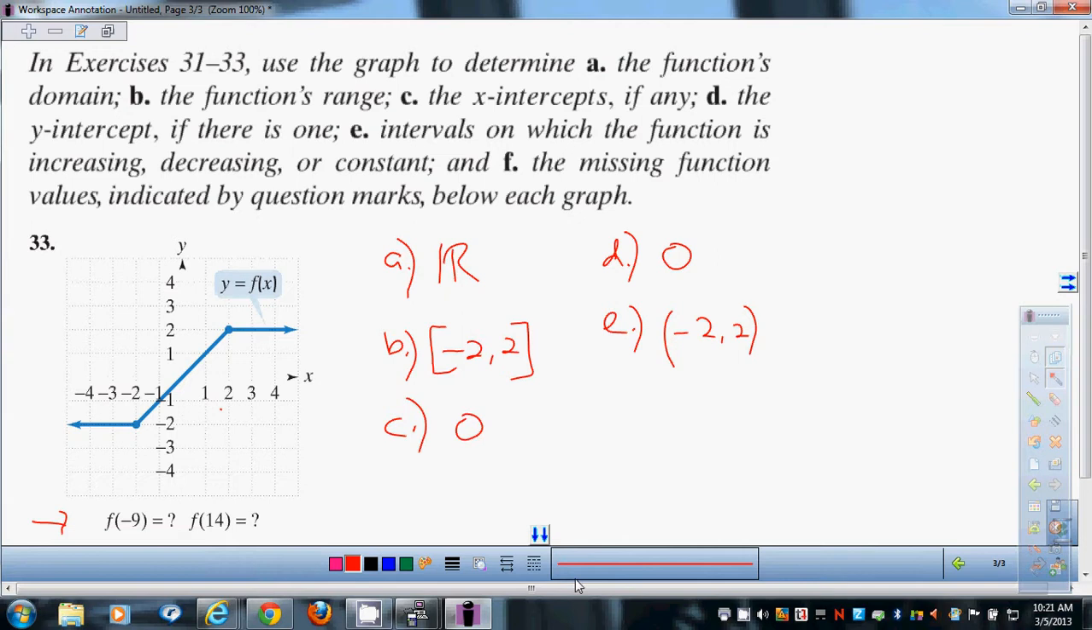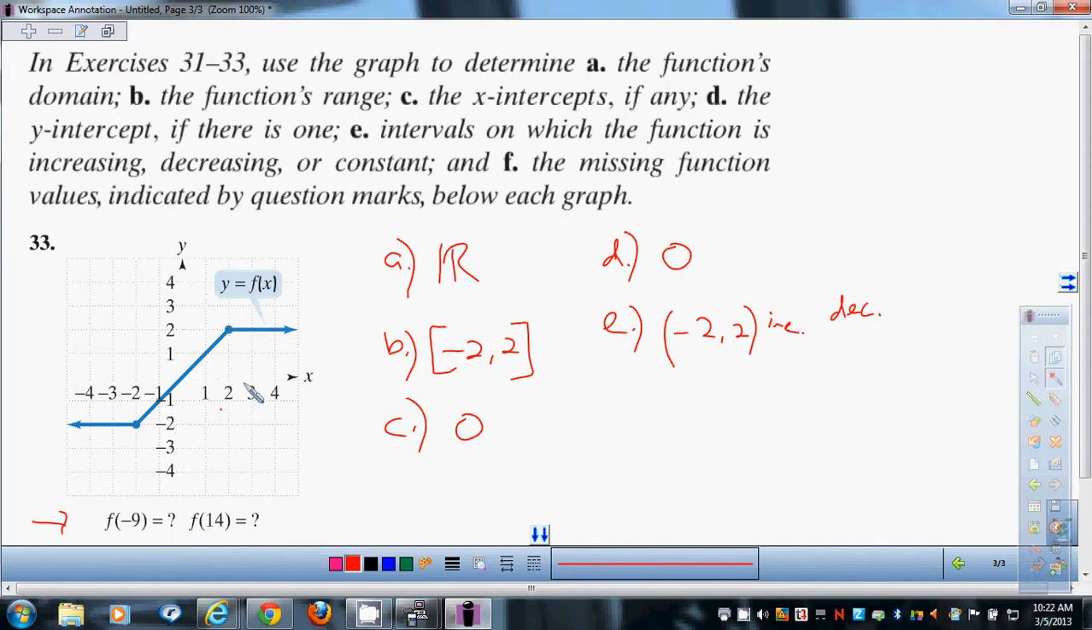Yes, always. Only thing you'll ever use y values for is the range. Even intervals of any of those, it'll be x values. Now decreasing. Bridget, what do you think? Well, he said increasing was -2 to 2, from here to here. What about decreasing? Where's it going downhill?